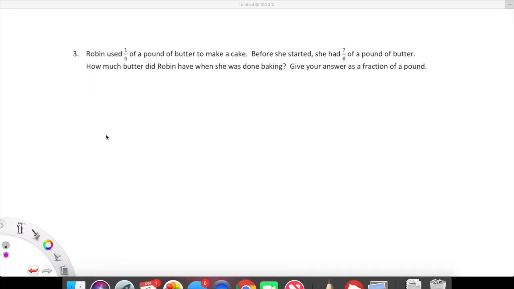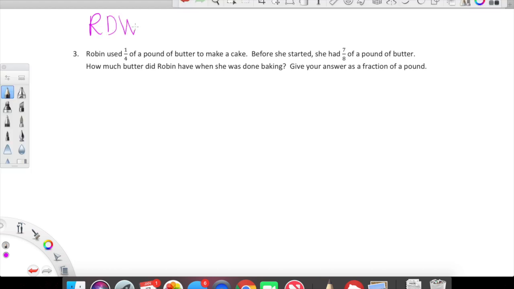Okay, buddies, I chose a word problem here that will involve some subtraction with fractions. Let's go ahead and recall our strategies for word problems. Read, draw, write. Okay, so let's go ahead and read. Robin, oh, this is actually not Robin. This is Vanya.